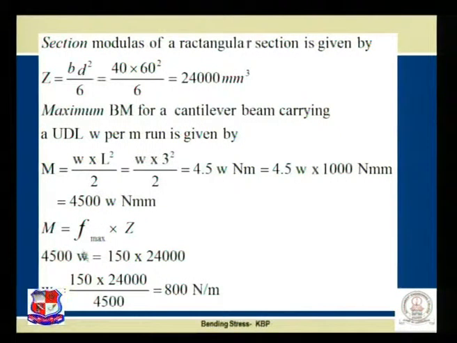Then Z we can find out by the equation B square by 6. M is equal to WL square by 2. If we convert it in terms of Newton into mm, we can find 4.5 W multiplied by 1000. Then by using the single equation, M is equal to F max into Z, we can find W is 800 Newton per meter.